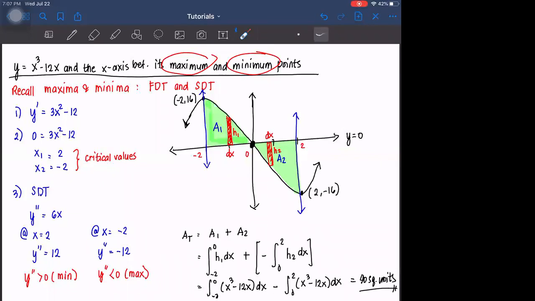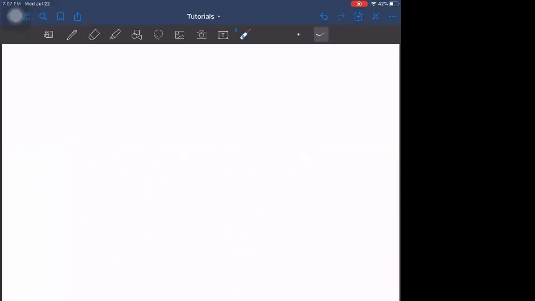Any questions so far? Wala. Proceed. This time, let's find the area.